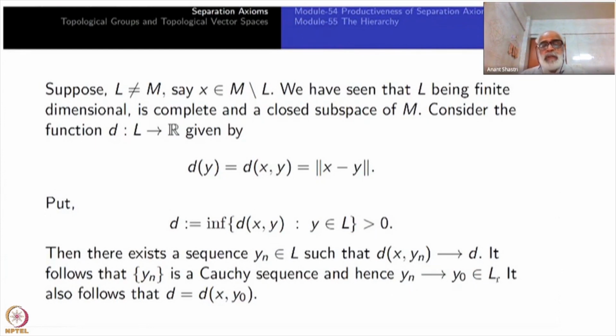This y0 is the one which realizes this distance. It follows that d equals d(x, y0). The limit will be d, t equal to d(x, y0). When you take the limit, yn comes to y, so the infimum is actually a minimum and it is attained.